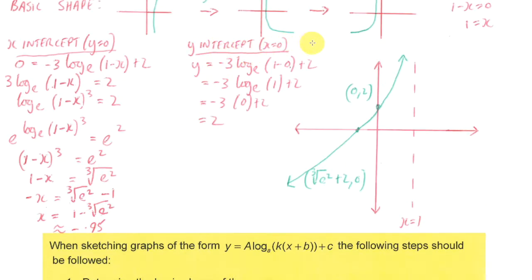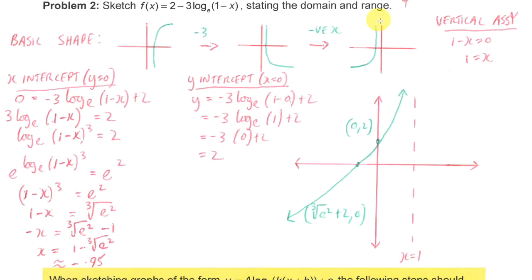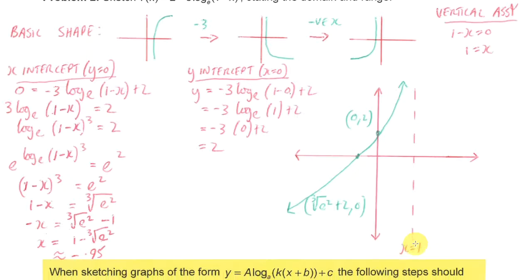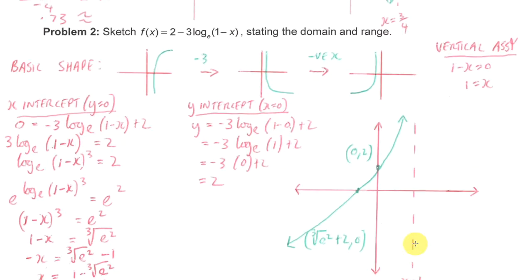Y-intercept's a lot easier, just simply sub x equaling 0 into it, and I'll get exactly 2. So given that basic shape like so, then here's my graph coming through, and it'll continue on like that in that shape. Y-intercept, X-intercept, horizontal asymptote, and to be honest with you, I haven't answered this question correctly.